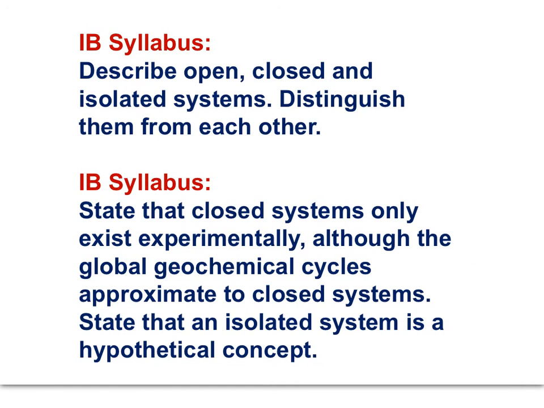So here are the next 2 IB syllabus statements. Describe open, closed, and isolated systems. Distinguish them from each other. State that closed systems only exist experimentally, although the global geochemical cycles approximate to closed systems. State that an isolated system is a hypothetical concept.